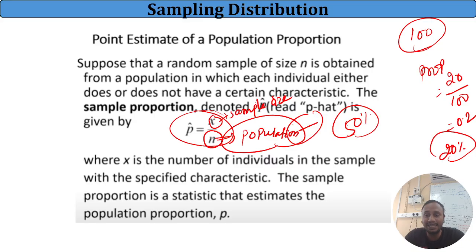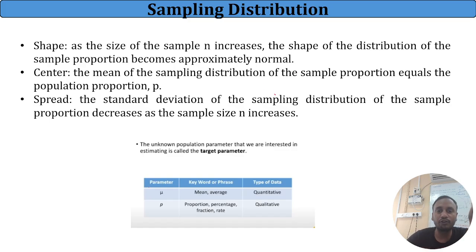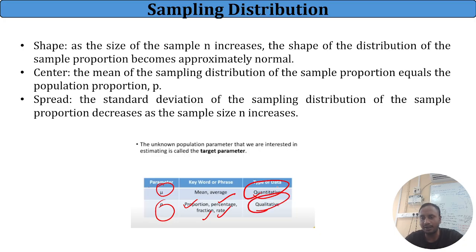By the name itself, we can know how it's going to vary. Then, what are the target parameters in each case? When we have the mean or average, it's always mu, and it's quantitative. And if it's P, it's a proportion, percentage, fraction, or rate. It's going to be qualitative. It will not tell the number. It tells how much percentage, how much proportion we have. It's more of a qualitative, not quantitative.